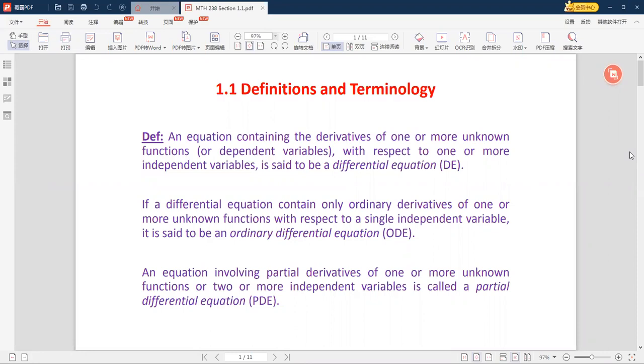So a differential equation involving partial derivatives is called a partial differential equation. It's that simple. But it doesn't matter. This is just terminology. In this course, we're not going to discuss anything about partial differential equations. Just make sure that when you see some literature, you know what it means. Any questions about definitions? Let's go to the next page.